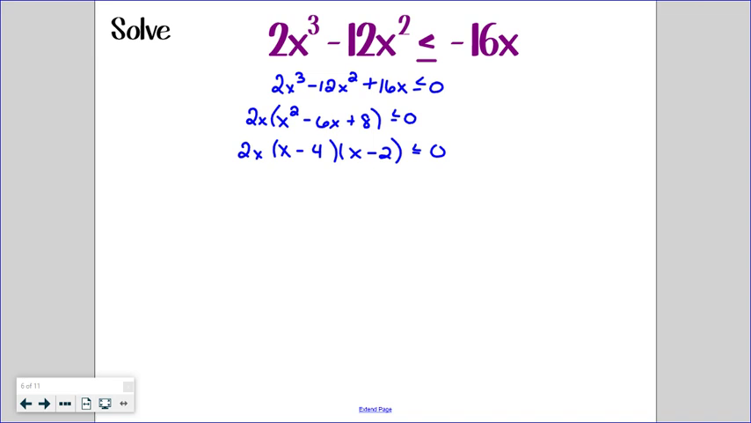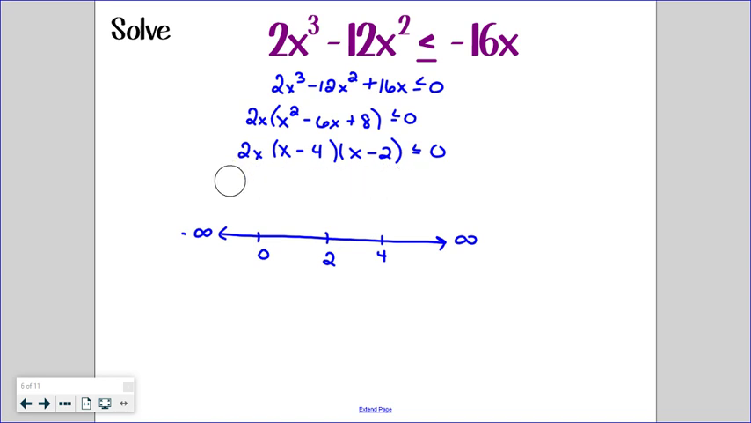And this time we have 3 things equal to 0. x equals 0, x equals 4, x equals 2. Putting those in the correct order on my number line would go 0, 2, 4. And we'll have to find a sample number in each of those sections.